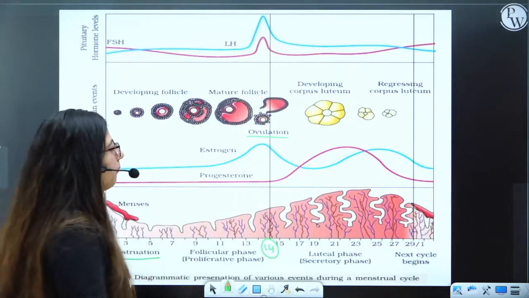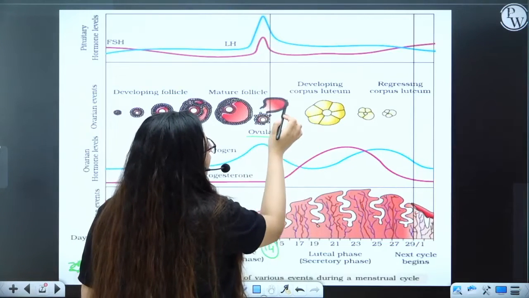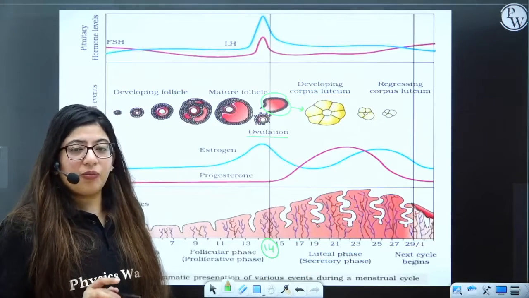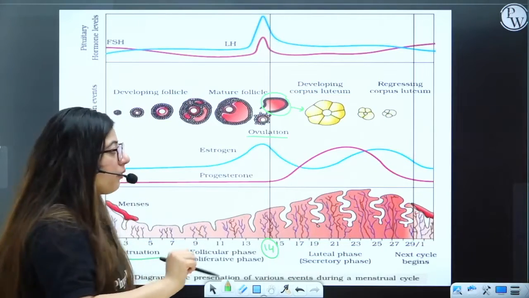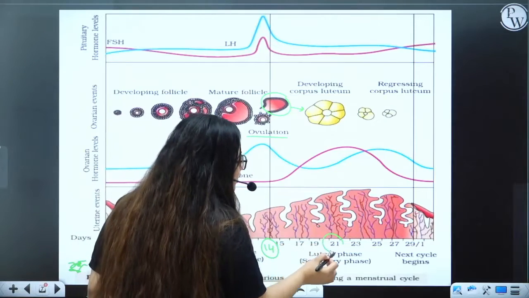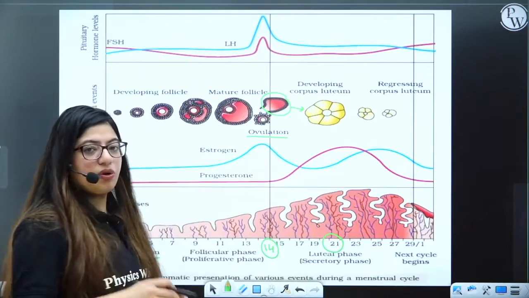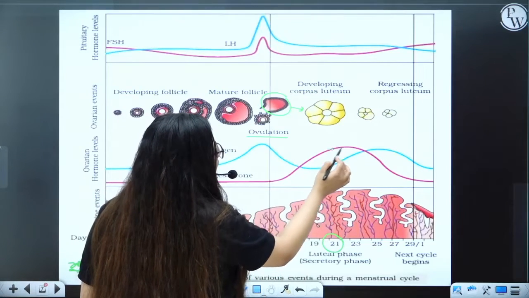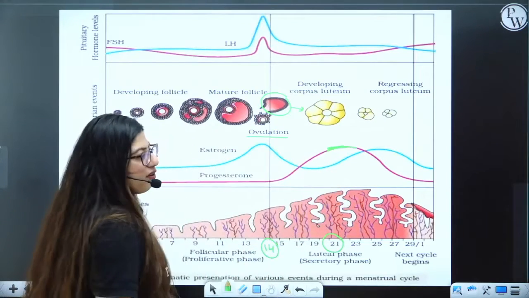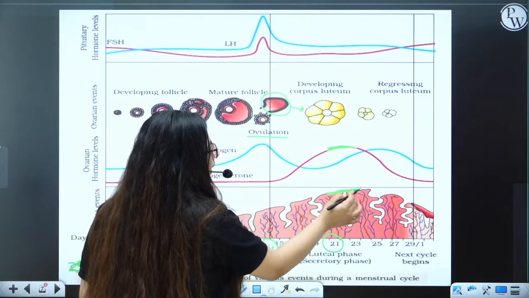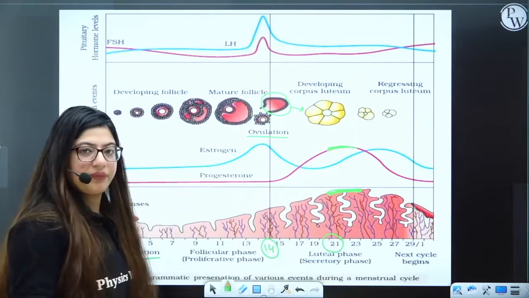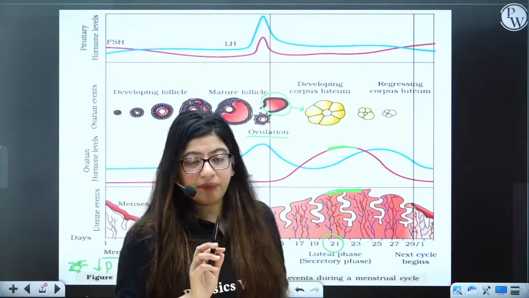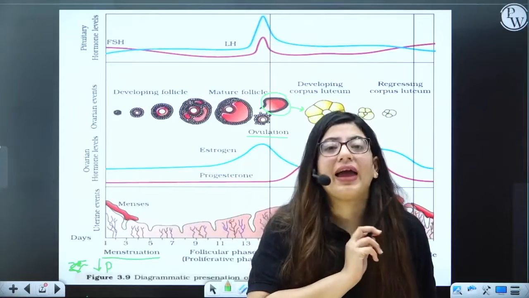Now what will happen? After ovulation, whatever is left behind will become the corpus luteum. Corpus luteum is a yellow-colored body and it is a rich source of progesterone. Corpus luteum will show its maximum activity at the 21st day. So you can see at the 21st day there is a high level of progesterone, and there is the maximum growth of uterine epithelium. Why? Because I've told you the main source of progesterone is corpus luteum, and corpus luteum is maintained by LH.